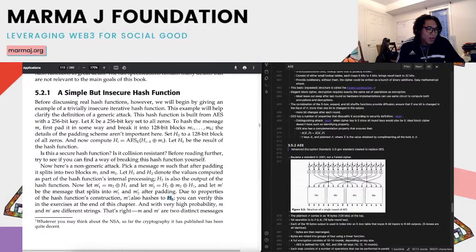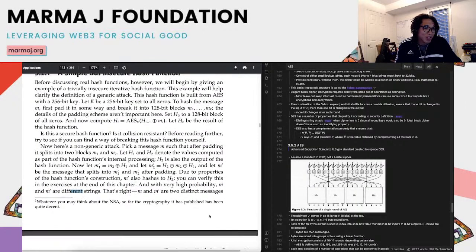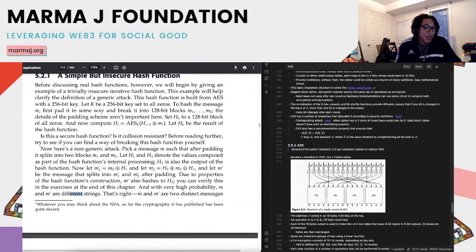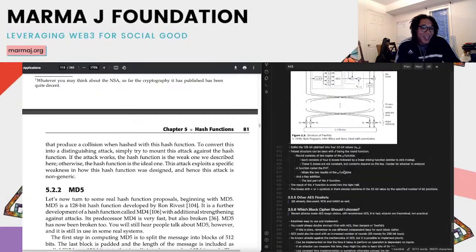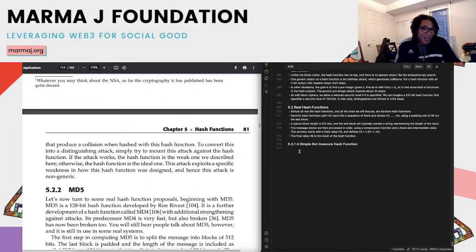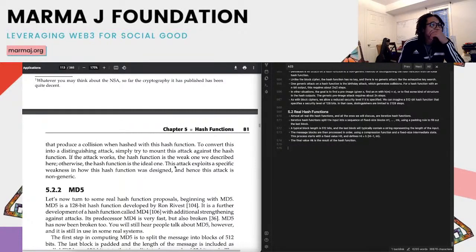Okay. You can verify this in the exercise at the end of the chapter. That's not anyways. And with very high probability, M and M prime are different strings. That's right. M and M prime are two distinct messages. I learned nothing from that personally. But that's just probably, maybe I'm just terrible at algebra. So that could just be the issue there. Let's continue. That was not helpful.